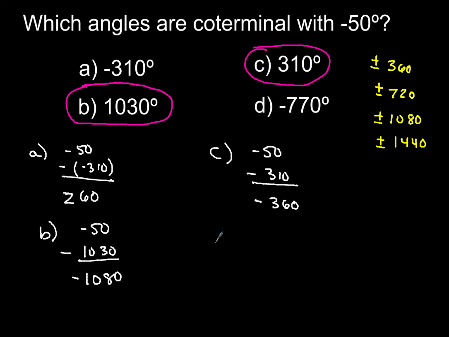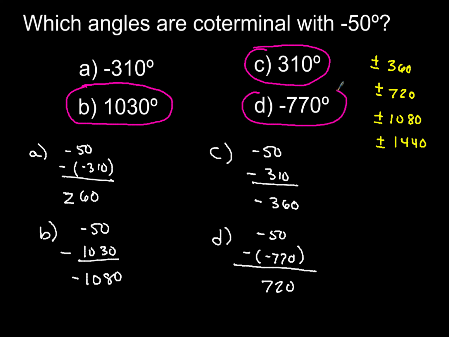Let's see if D works. For D, we get negative 50 minus negative 770. If I subtract those, the difference of those two numbers is 720. Oh my gosh, look at that! That's another multiple of 360. Wow, so we've got 3 winners out of this group of 4. So all 3 of those angles, 1030, 310, and negative 770, are all coterminal with negative 50 degrees.